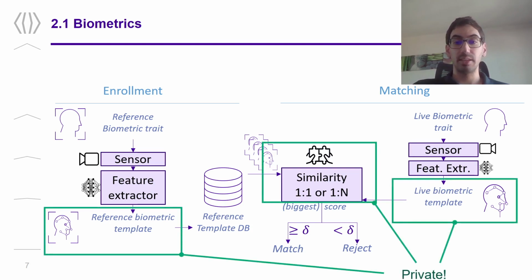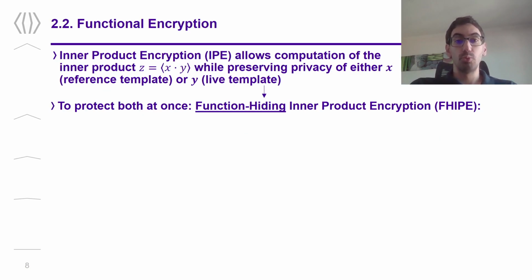In this entire system, we are aiming to protect the reference biometric template on the left, the live biometric template on the right, and the similarity computation in the middle. To make them private, we'll be relying on functional encryption, or more explicitly, one subfamily of functional encryption that is called inner product encryption, to perform the inner product on the similarity in a secure manner. This is performing z equals x times y, being x and y the reference and live templates, while preserving the privacy of one of them.